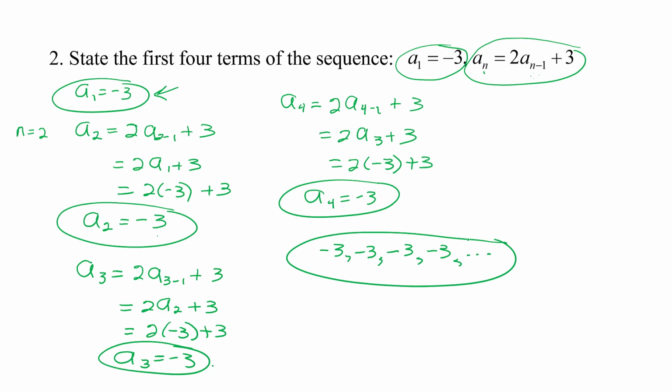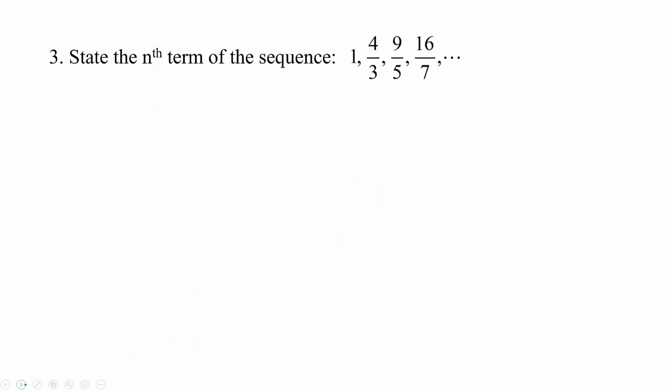This sequence, you could think of being arithmetic if you thought of your common difference as being equal to 0, or you could think of this as being geometric if you thought of your common ratio as being equal to 1, where we would multiply by 1 each time we go from one term to the next. So think about that, but for now, let's go on to problem number 3, where we state the nth term of the sequence.